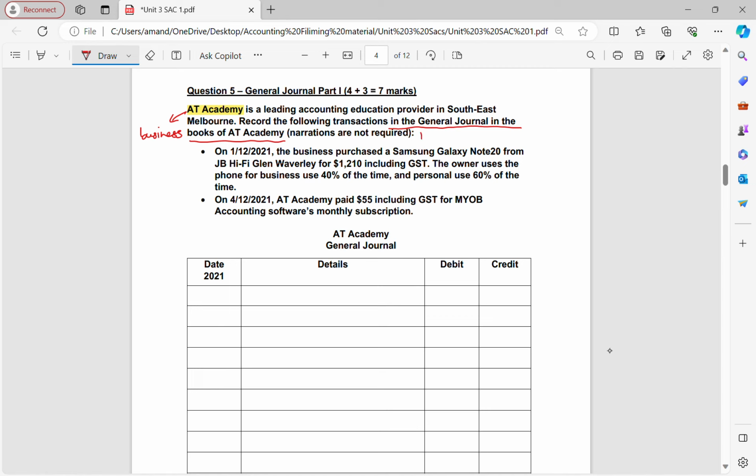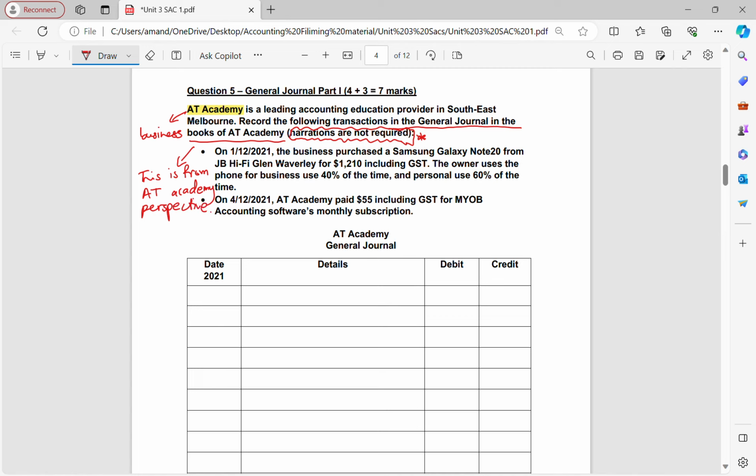And obviously, whenever you see narrations, just make a little asterisk so you remember that you have to check this part of the question carefully. And here it says narrations are not required, so we're chilling there. But it's a really dumb way to lose marks on the exam or in your SACs, because even your SACs matter a lot if you want to get a high score, because it's a relatively easy subject, so you want to make sure you don't lose marks on stupid things like narrations. So we're taking this from AT Academy perspective.